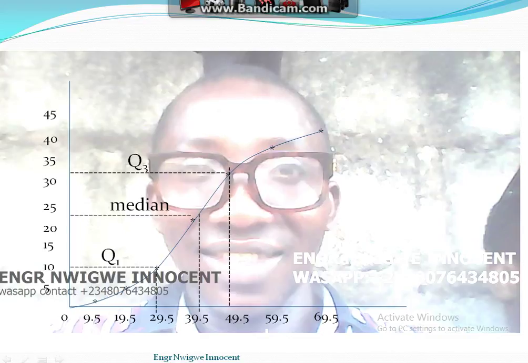For the interquartile range, we have count equal to 3 over 4 times 42, which gives us that 31.5. Then we trace that 31.5 on the vertical axis towards the Ogive. Where it touches the Ogive, it now traces downwards on the horizontal axis, which is almost 49.5 plus 1, which gives us 50.5.